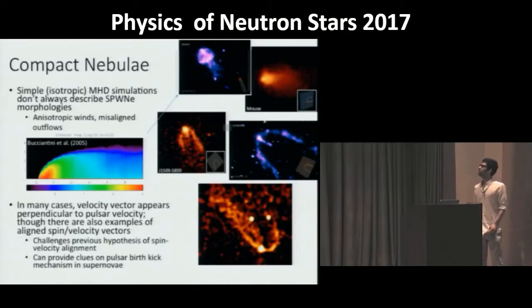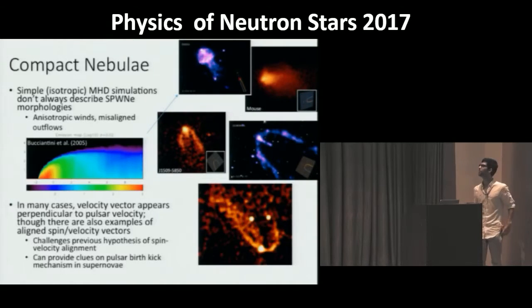Okay. So compact nebulae. The simple isotropic MHD simulations don't always describe what we see here. In the case of BO355, they do, but it doesn't fully capture the anisotropic winds and the misaligned outflows. Also, in many cases, the velocity vector of the pulsar appears perpendicular to the spin vector, although there are some examples where it's offset or somewhere in between aligned and anti-aligned. And this challenges previous hypotheses of spin velocity alignment, and it can provide clues on pulsar birth kick mechanisms in their progenitor supernovae.